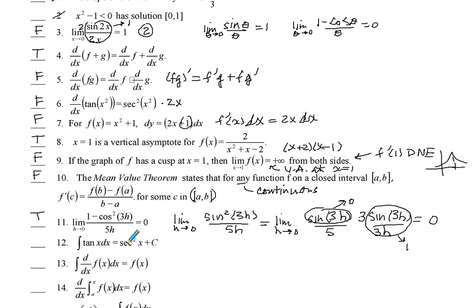Integral of tangent is secant squared. That is false. Okay, it's the derivative of tangent that's secant squared. Or another way to write that is if you take the antiderivative of secant squared x, you get tan x plus constant.